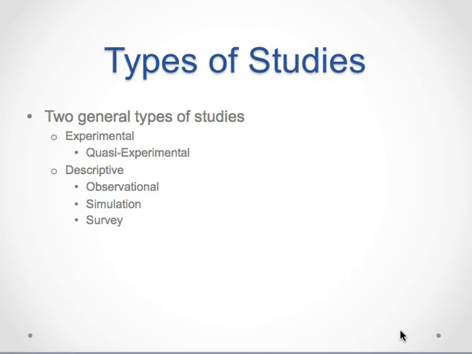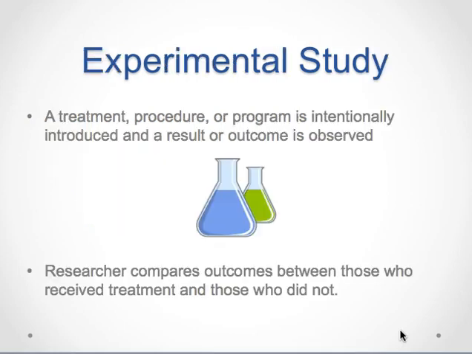Your research questions and hypotheses will determine which study is most appropriate to use. As consumers of information, it is also important to determine whether the appropriate study was conducted and whether the claims being made or the findings being reported are appropriate for the type of study that was conducted. We will start with experiments. In an experimental study, a treatment, procedure, or program is intentionally introduced and a result or outcome is observed.